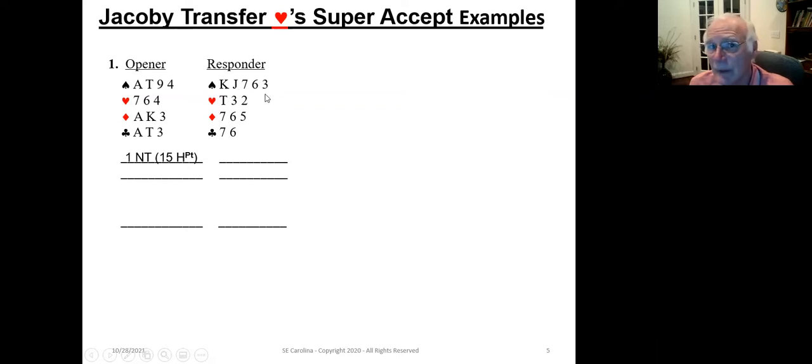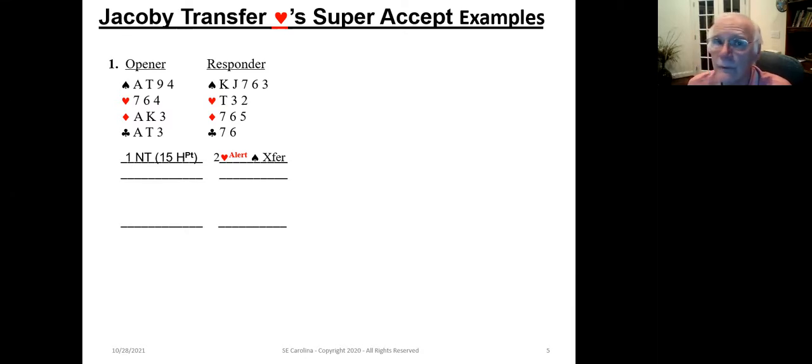So they've got 5. Says, okay, I'm going to initiate a Jacoby transfer. Bids two hearts to transfer to spades. Now, the opener goes, well, I've got 4 spades. Maybe I can do a super accept. Looks at his hand, says, I've only got 1 weak suit. Okay, and he counts his points against it. I only got 15 high card points, so I have a minimum opening.